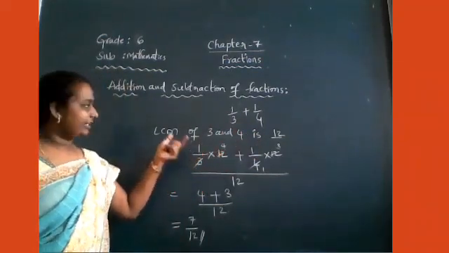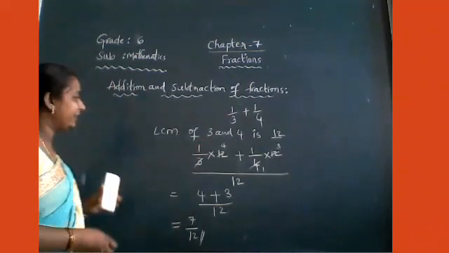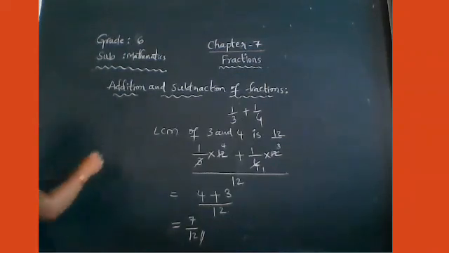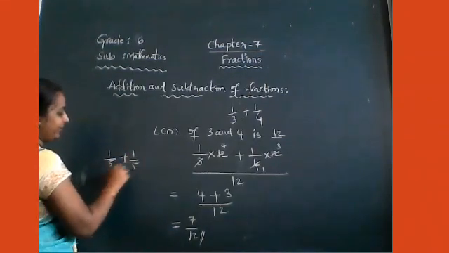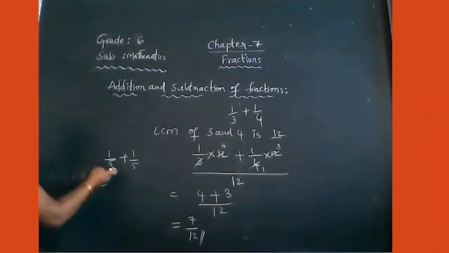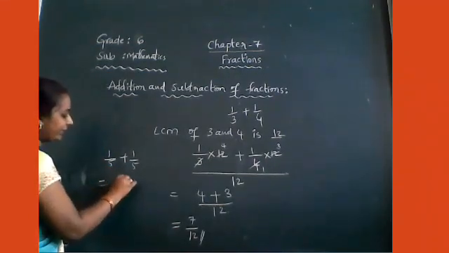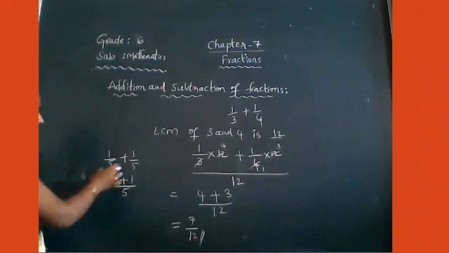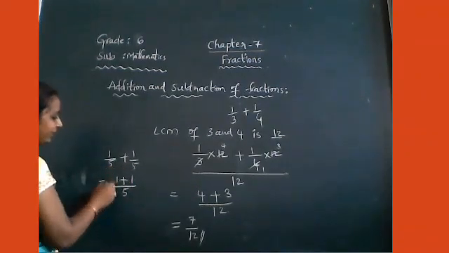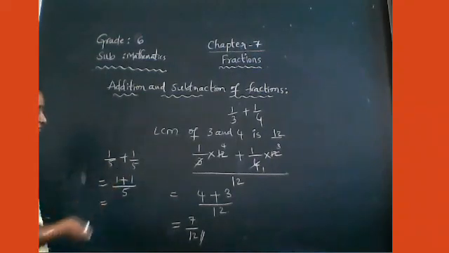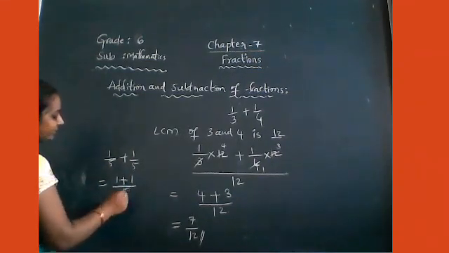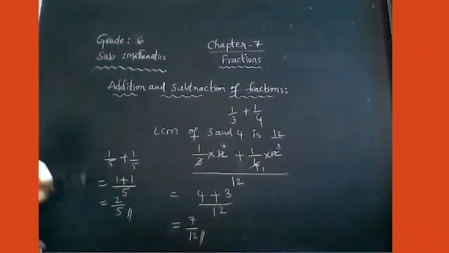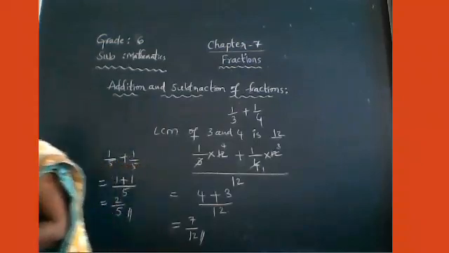Is it clear, children? If the denominators are the same, we can add the numerators and take the common denominator. So that is 1 by 5 plus 1 by 5. Both are like fractions. So here we have to add the numerators and take the denominator 5. Why? Because 5 is common. Not only that, the LCM of 5 and 5 is 5. Here 1 plus 1 is equal to 2 by 5. Okay?